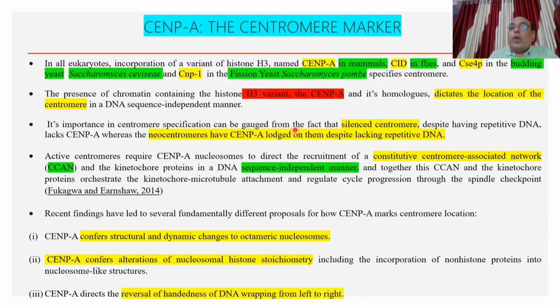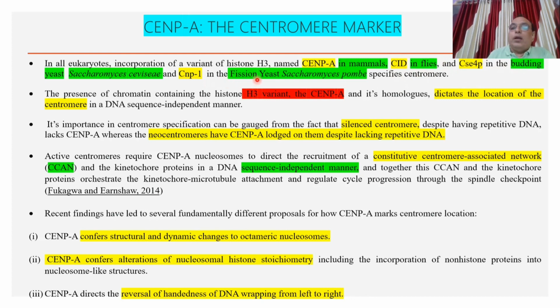So what marks the centromere? The centromere, as I told you, is a length of chromatin, a portion of chromosome. So which portion of the chromosome? As I told you earlier, that portion of the chromosome is specifically attached to certain proteins. What are those proteins? First and foremost, the attachment of one protein which transforms the part of the chromosome into a centromere is centromere protein A, or its variants such as CID, CSE4, or CNP1.